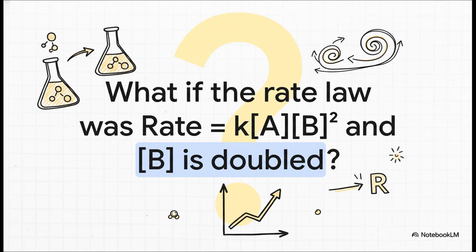Okay, so we've totally cracked the case for a first-order reaction. But what if the rulebook was different? What if the rate law was rate equals K times [A] times [B] squared? Now, B is a second-order reactant. What do you think would happen if you doubled the concentration of B then? You'd use the exact same logic we just did, but I bet the answer would surprise you.